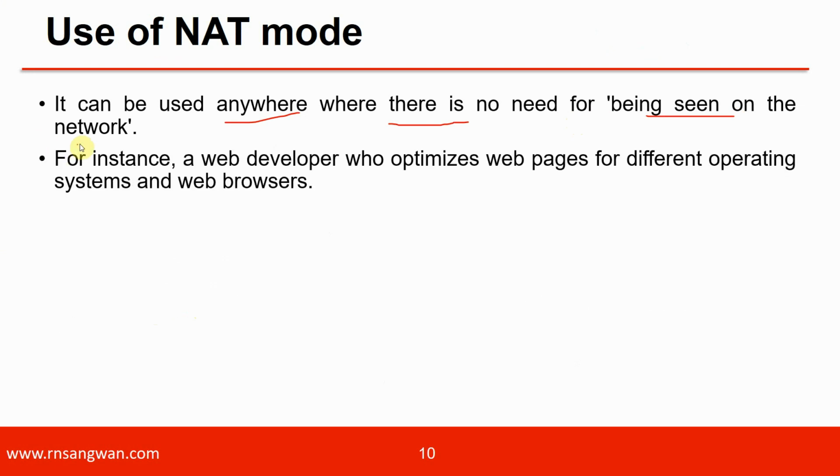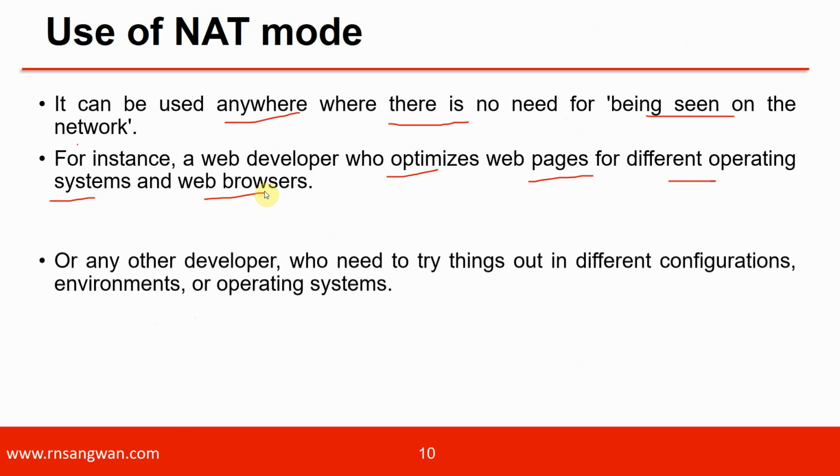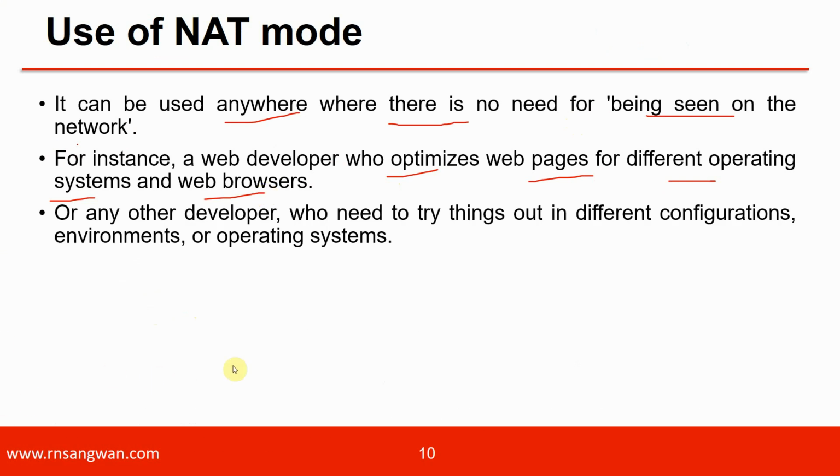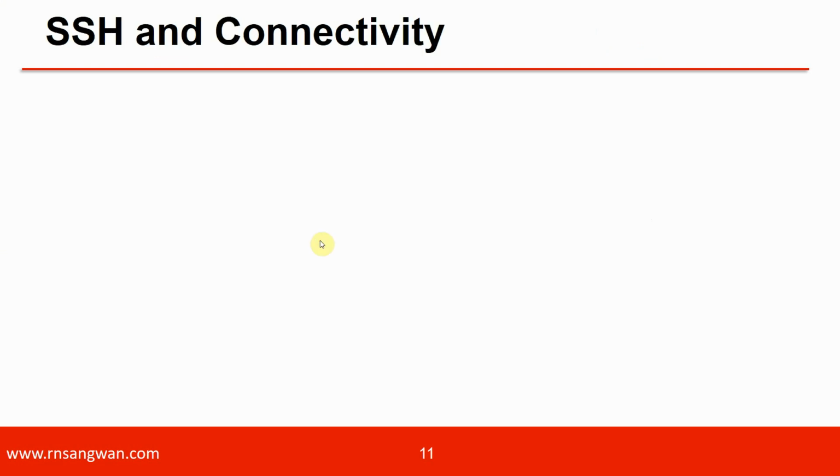For instance, a web developer who optimizes web pages for different operating systems and web browsers, the preferred choice is NAT for them. Or any other developer who needs to try things out in different configurations, environments, or operating systems. NAT is excellent for that.